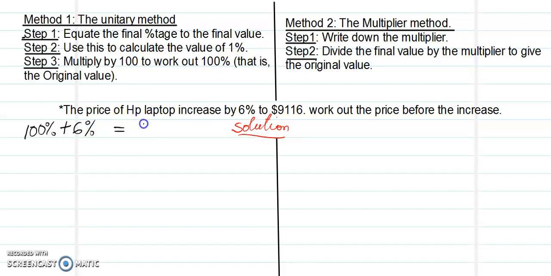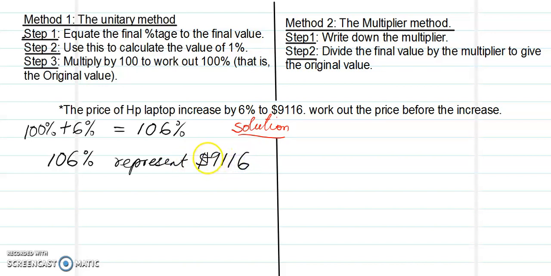Now what I'm having is 106%. The first step says equate the final percentage to the final value. This is the final percentage, and this is the final value. So if I equate this final percentage to the final value, 106% represents $9,116.